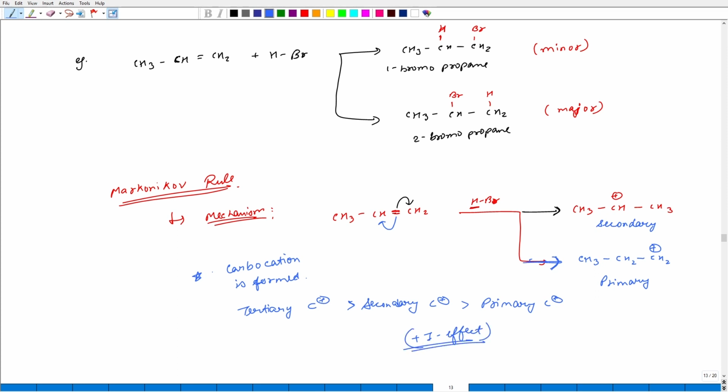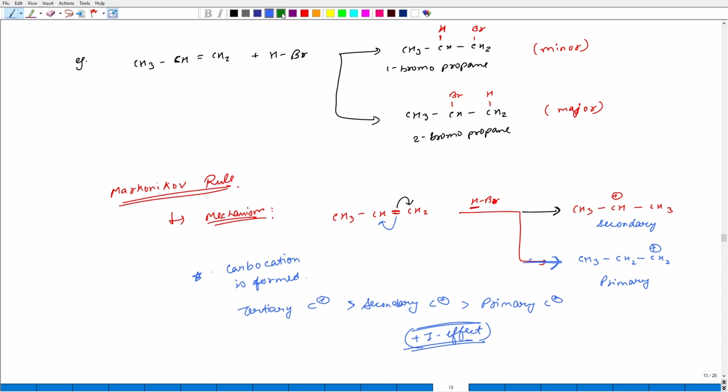You have studied in the previous classes or the junior classes about what the plus I effect is. This is the inductive effect I am talking about. In the secondary carbocation, there are two methyl groups giving electron density towards the carbocation, whereas in the primary case only one carbon is donating the electron density. So the secondary carbocation is more stabilized due to the two methyl groups or two R groups present, giving a greater inductive effect.